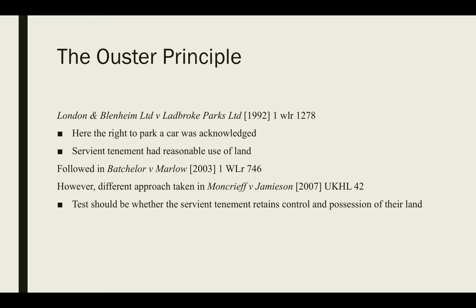One of the cases that shows the use of the ouster principle is London and Blenheim Ltd v Ladbroke Parks Ltd, where it was held that the right to park a car was acknowledged as the servient tenement had reasonable use of his land. This decision was followed in Batchelor v Marlow. However, a different approach was taken in Moncrieff v Jamieson, where it was held that the test should be whether the servient tenement retains control and possession of their land rather than the reasonable use of their land.